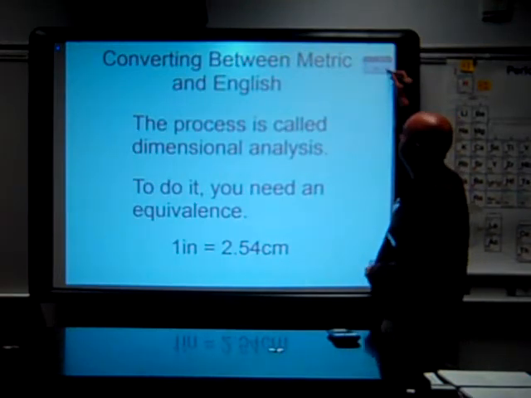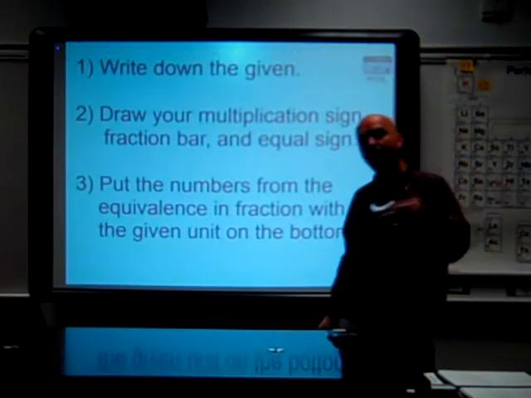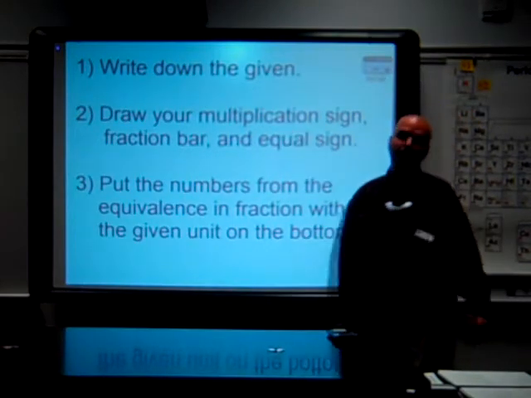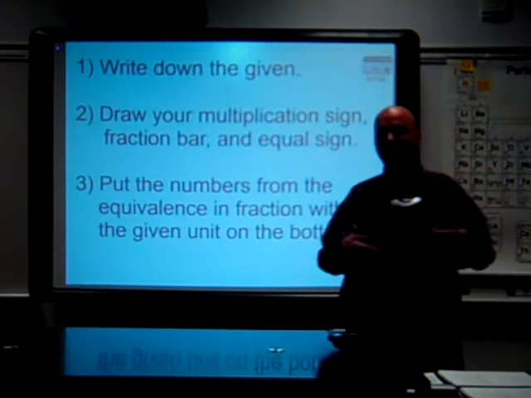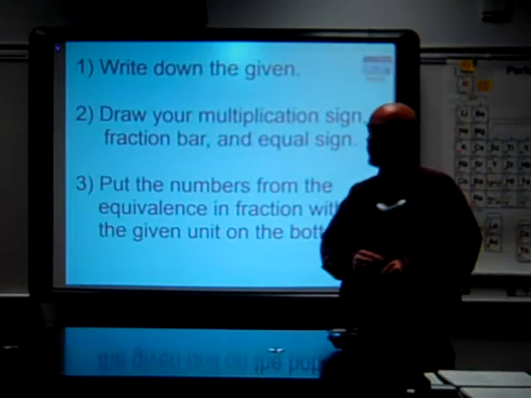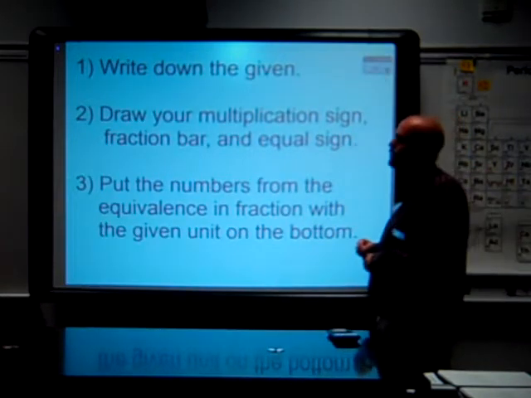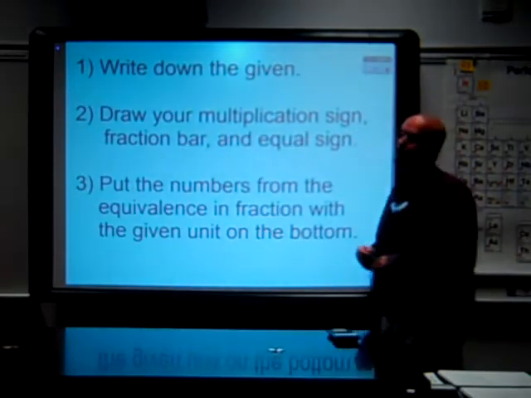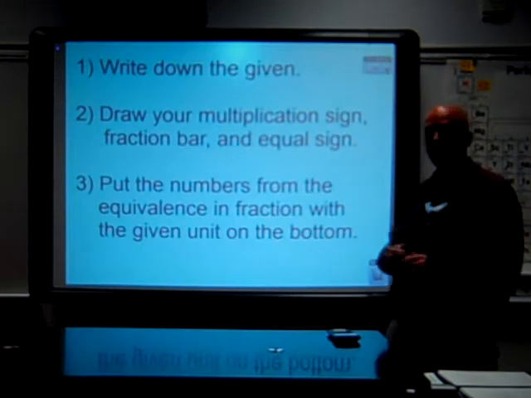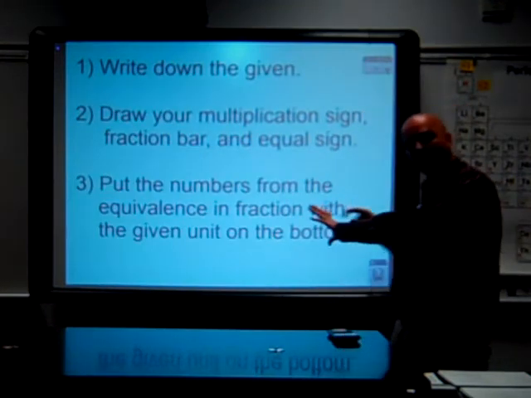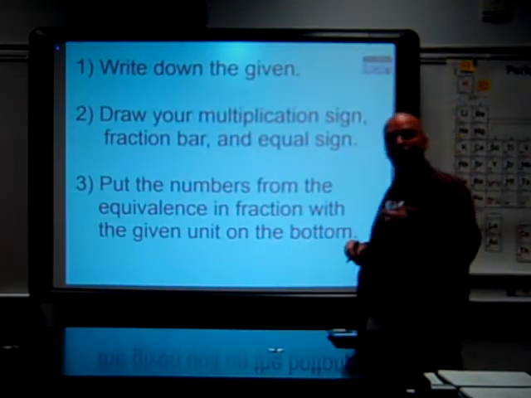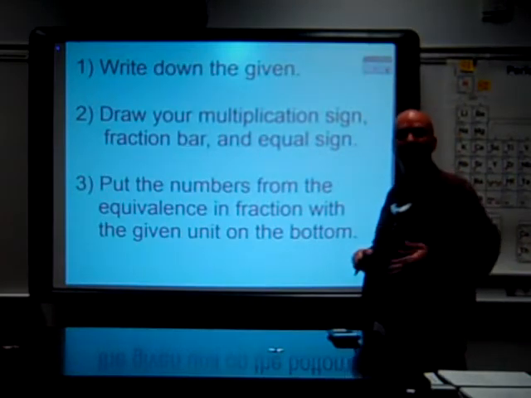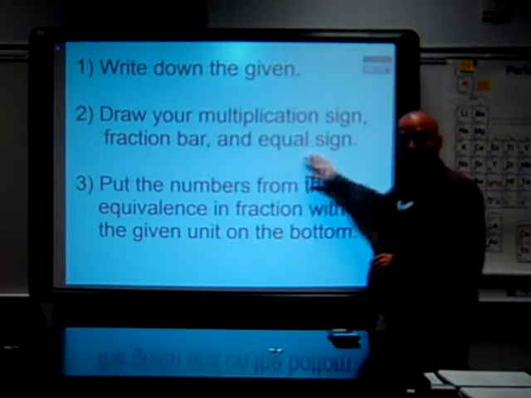Let me show you how to use this, how the process goes. And it's going to be a 3-step process for us. The first step is going to be to write down our given. Whatever number I give you to convert, start with that. Write it down first. Then you'll draw in your multiplication sign, your fraction bar, and your equal sign. You'll lay the equation out. Works like a road map. Tells you where you're going. It's telling you what you're going to do next. So draw these in second.